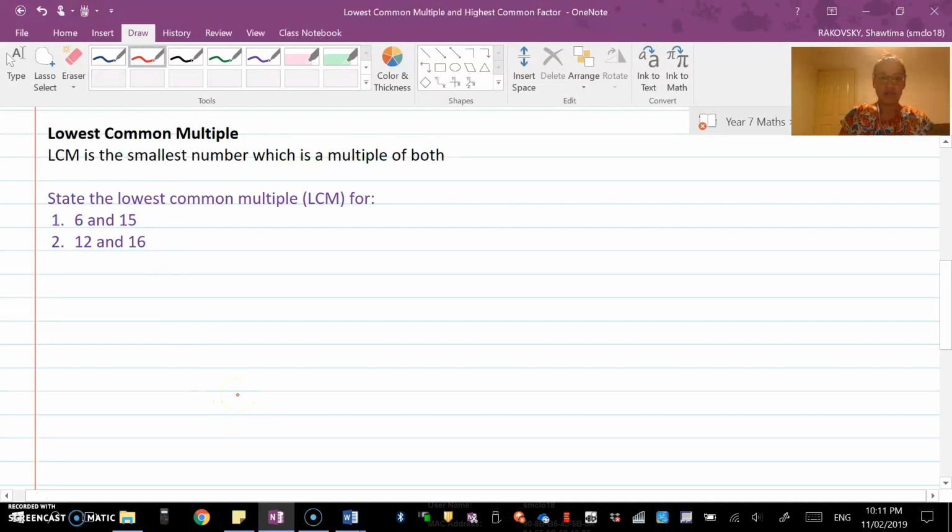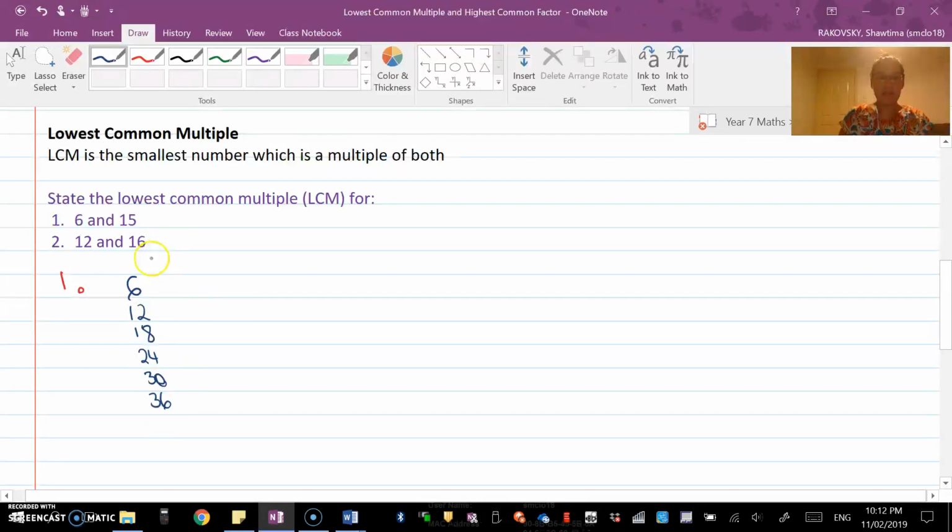So I can take my pen here and do question number 1 underneath. My first number is 6, and I'm going to write out some multiples of 6. Let's start with 6. You'll notice that I didn't start with 0 this time, because any number multiplied by 0 is 0. So 6, 12, 18, 24, and 30. I always forget the 30 and 36, so I'll leave that there for now.